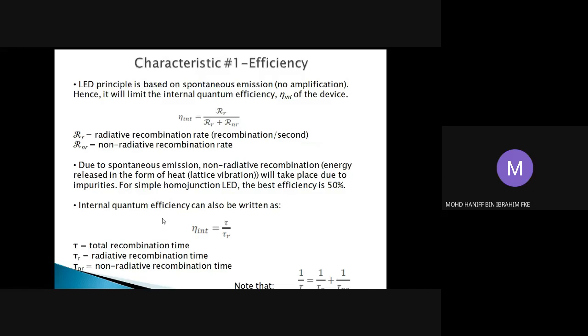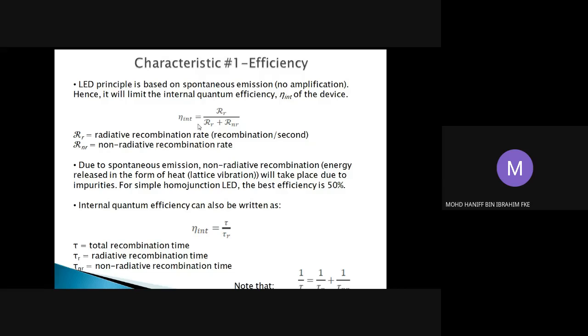Okay, so number one is efficiency of the LED. As we have learned, the LED principle is based on spontaneous emission. There should be no amplification. So we can note here that the efficiency of the LED can be measured or obtained by a parameter called the internal quantum efficiency of the LED, eta.